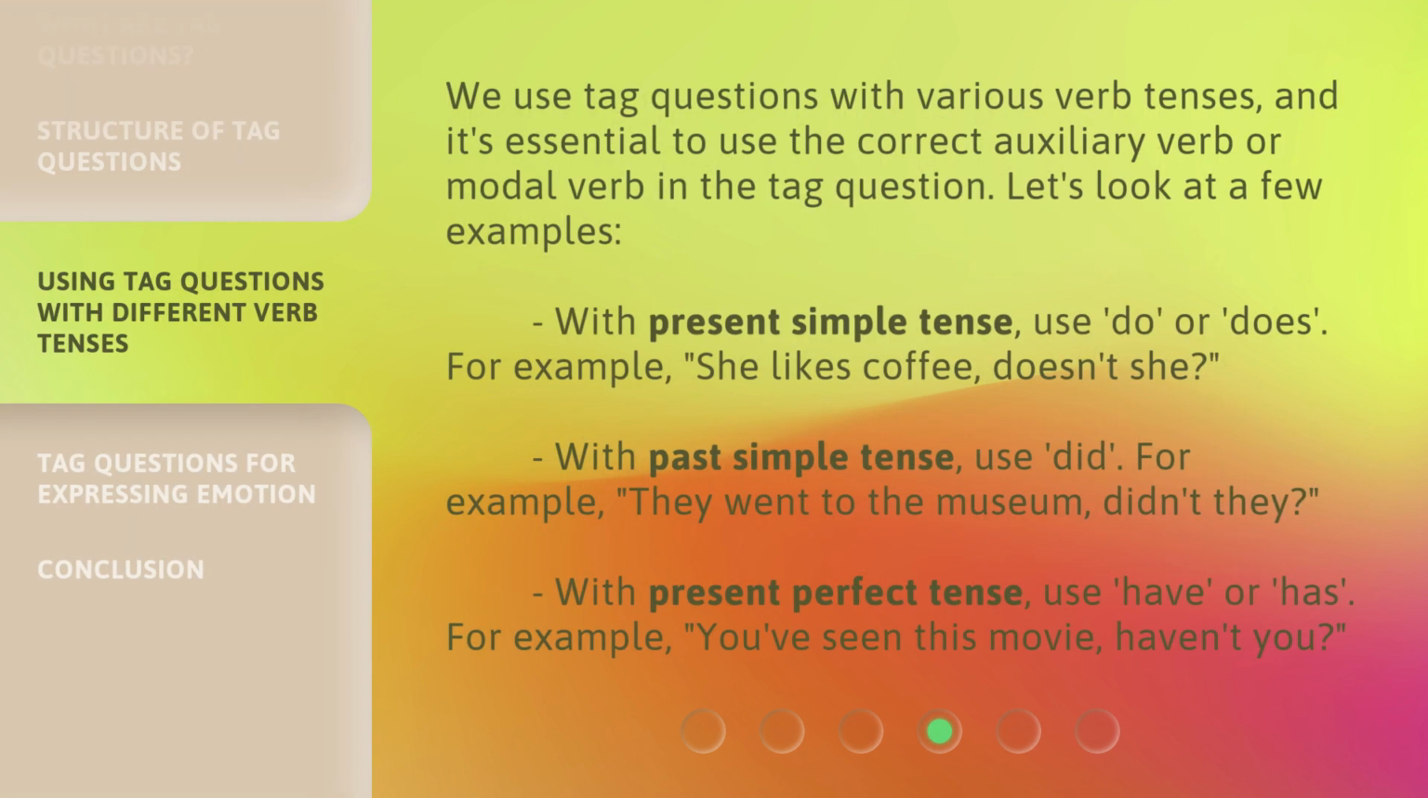We use tag questions with various verb tenses, and it's essential to use the correct auxiliary verb or modal verb in the tag question. Let's look at a few examples. With present simple tense, use do or does. For example, "She likes coffee, doesn't she?" With past simple tense, use did. For example, "They went to the museum, didn't they?" With present perfect tense, use have or has. For example, "You've seen this movie, haven't you?"